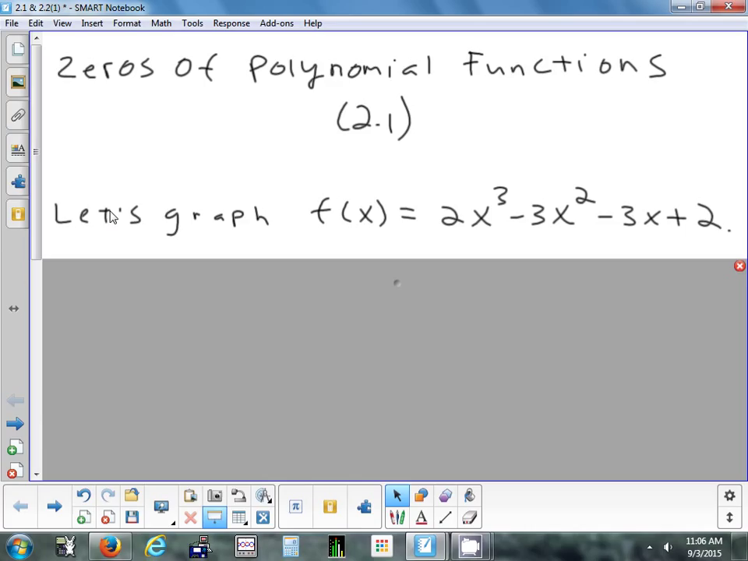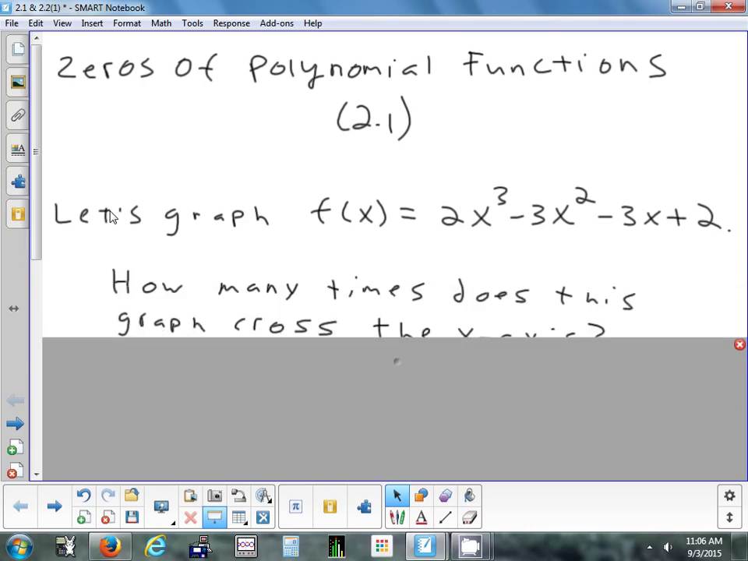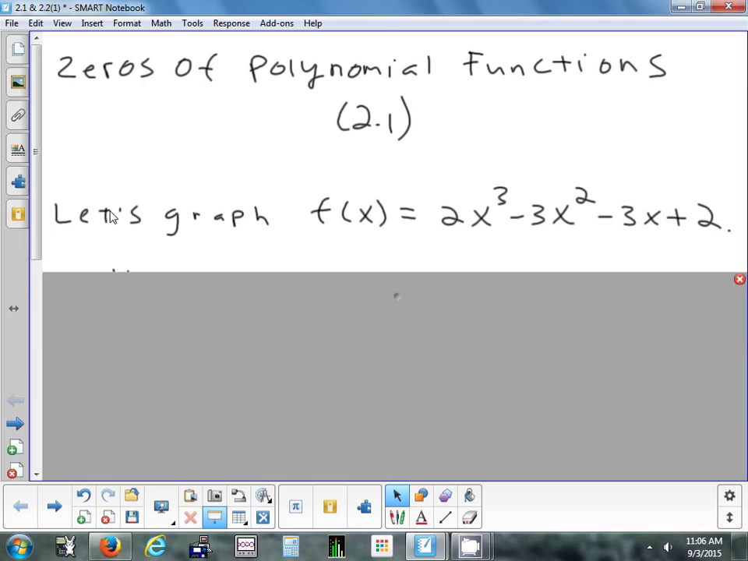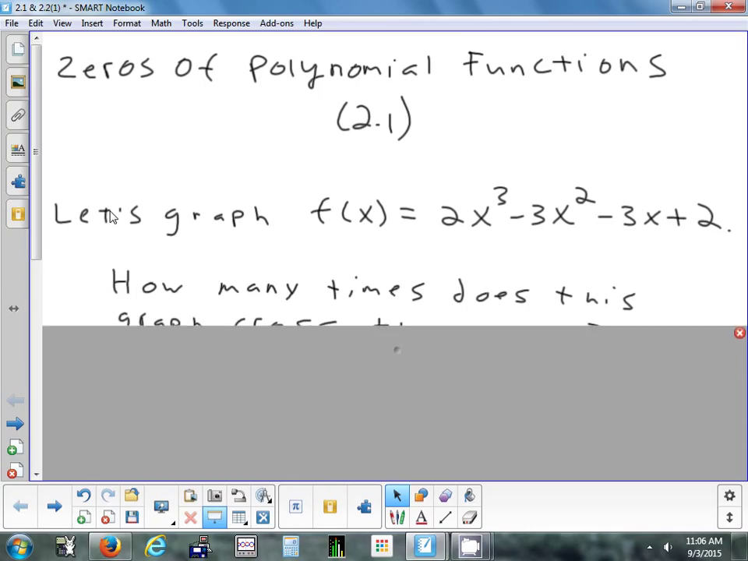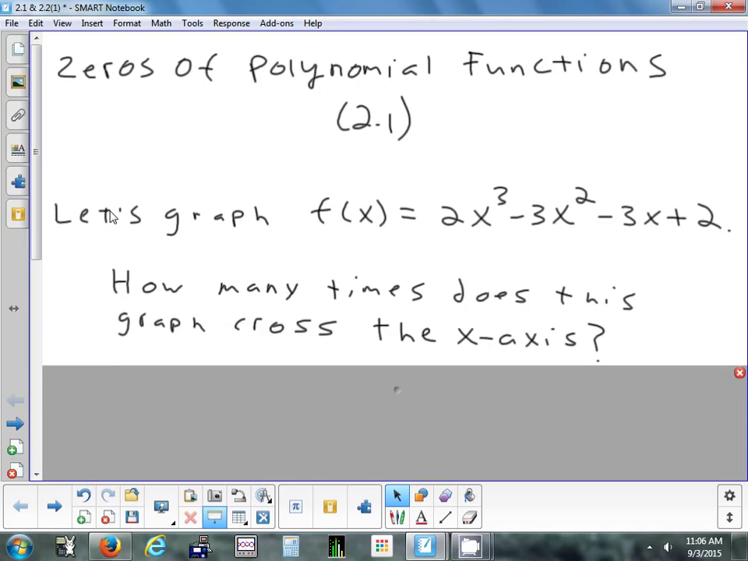It tells us how many times the graph can turn. A polynomial turns one less time than its highest exponent. So in this case, it could turn up to 2 times. So let's graph it, and let's see how many times it crosses the x-axis. Just because it can turn up to 2 times doesn't mean it has to. Maybe this one does, maybe it doesn't.